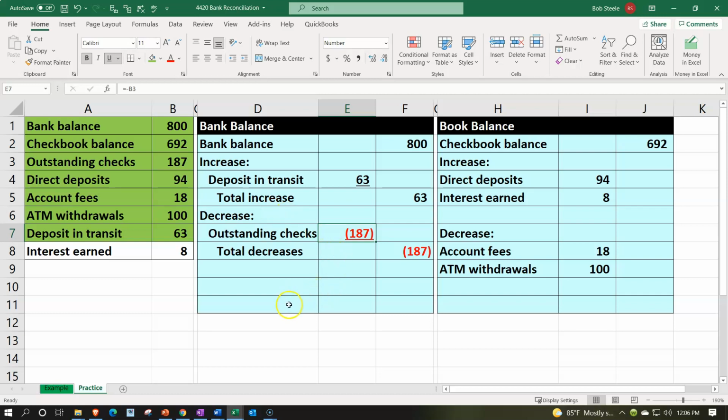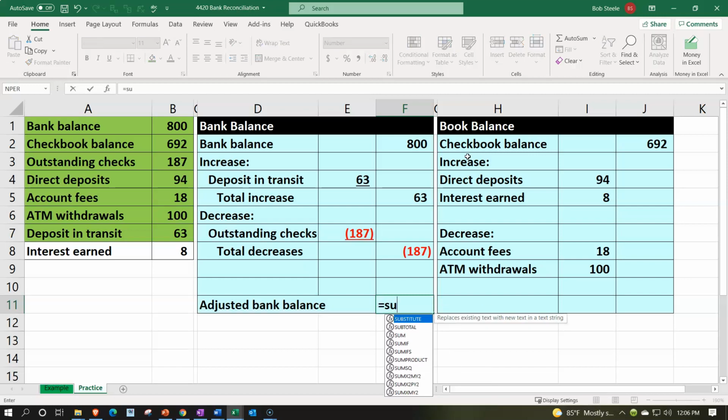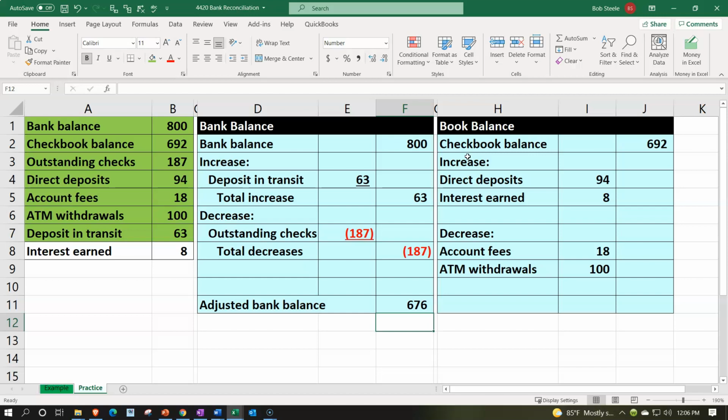And then I'm going to put the total down here. This will be the adjusted bank balance. So our ending adjusted bank balance, then I'm going to sum up the outer column. They started at the 800. We're going to increase it by the deposits in transit, the 63, we're going to decrease it by the outstanding checks, 187. Doing that with the trusty SUM, shift 9, up arrow, holding down shift, up, up, up, up, up, up, up, up, and enter. So we're at the 676.